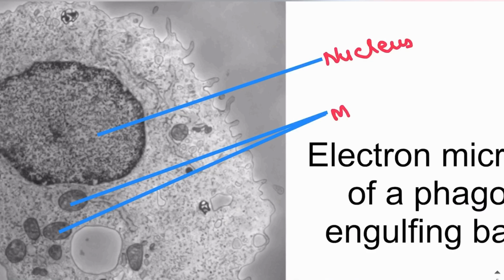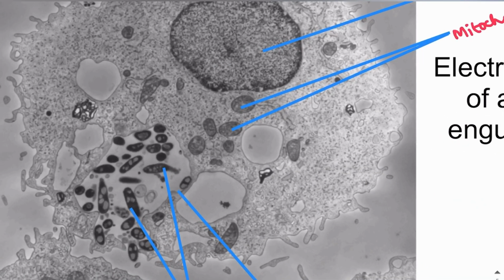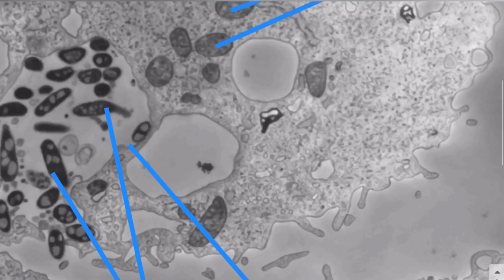Where are exactly the lysosomes? I will let you know. So guys, in this electron micrograph, lysosomes are darker, right? And where are the lysosomes?